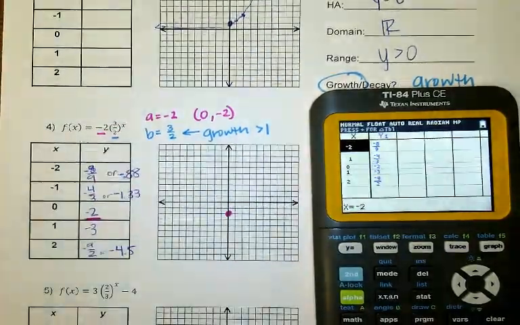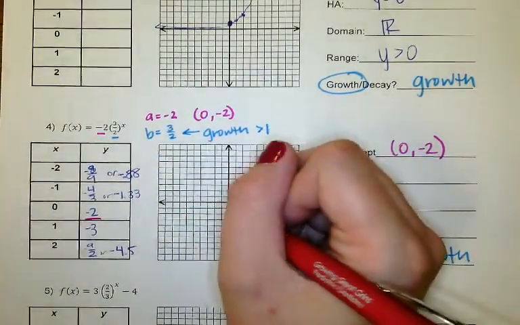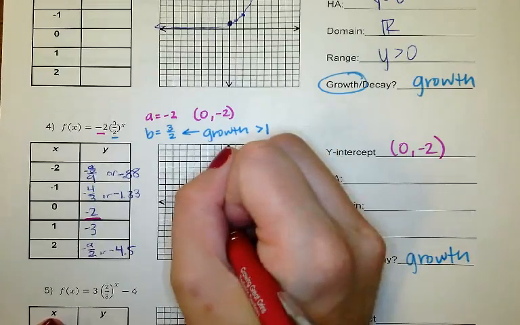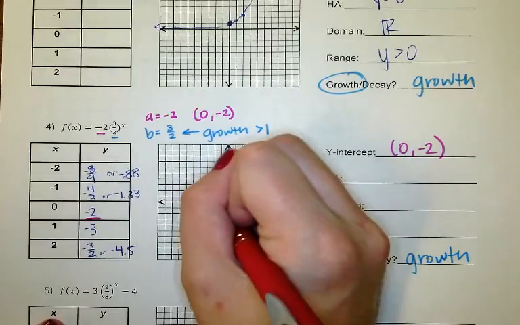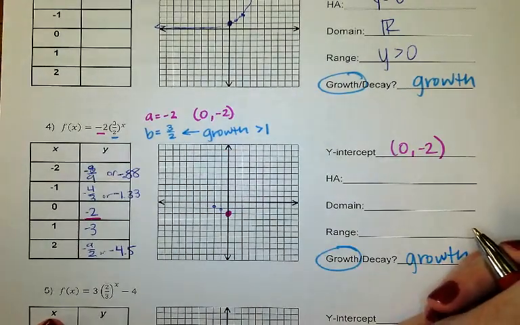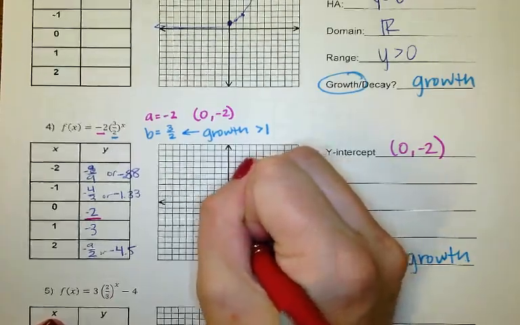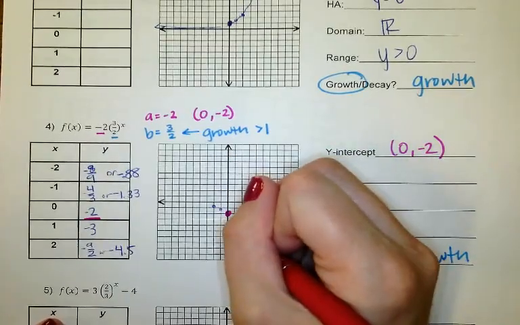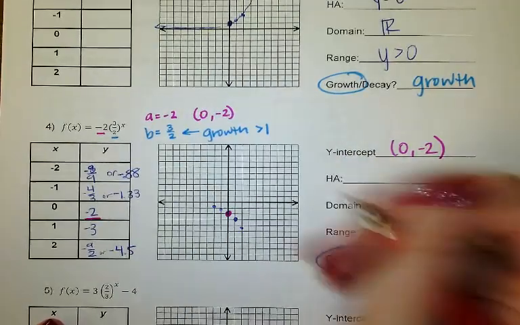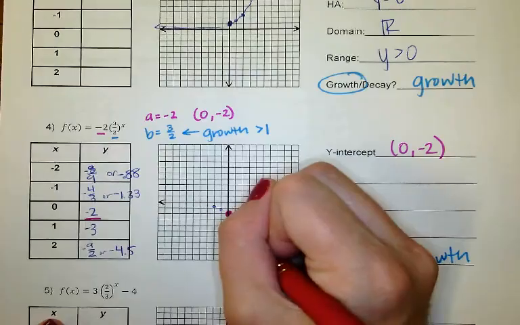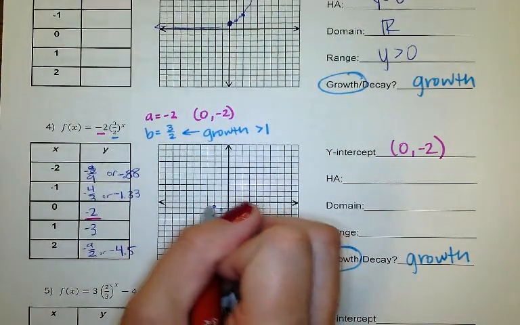Okay? So negative 0.89 is just below the 0. -1.33, okay. 0 is -2, 1 is -3, 2 is -4.5. I believe 3 is what? Negative 6.75, so I might just do that real quick. Okay, so this right here is what this negative exponential growth function looks like.